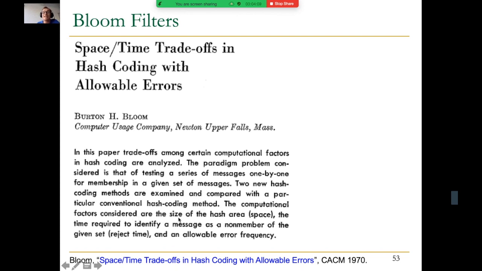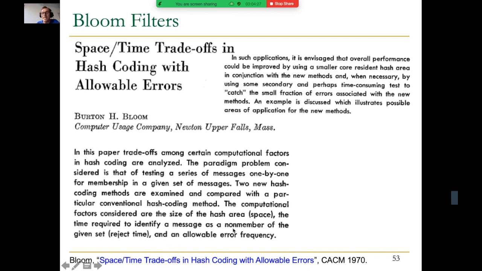The computational factors considered are the size of the hash area, which is the space dedicated to the Bloom filters, the time required to identify a message as a non-member of the given set, reject time, which is really the query time, latency of accessing the Bloom filters, and an allowable error frequency. What should be your false positive rate? And you can see that in such applications, it's envisaged that overall performance could be improved by using a smaller core resident hash area in conjunction with the new methods, and when necessary by using some secondary and perhaps time-consuming test to catch the small fraction of errors, false positives, associated with the new methods. So this is actually a beautiful paper.